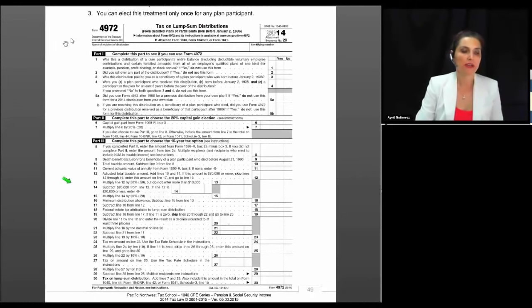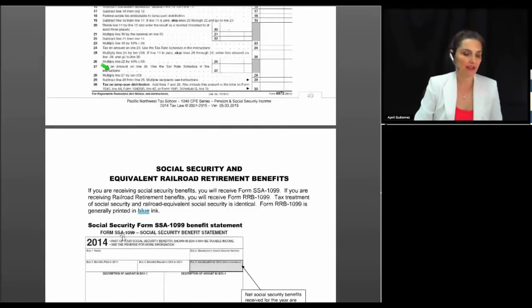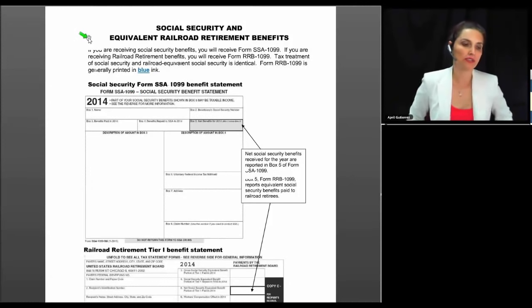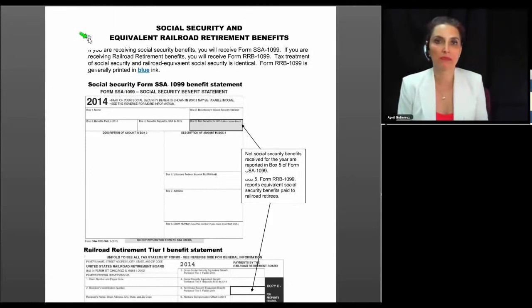The methodology behind the form is somewhat similar to Form 8814 when you decide to include your child's income on your return. You figure the tax on the form. But I can't say I've ever done a 4972 in all the years I've been in business. It's that uncommon. So we're going to move on now to the last topic of the day, which is Social Security and equivalent railroad retirement benefits.